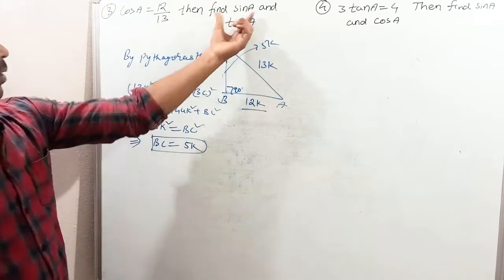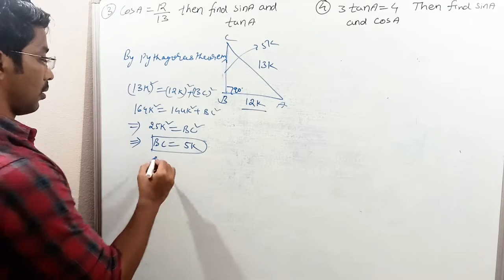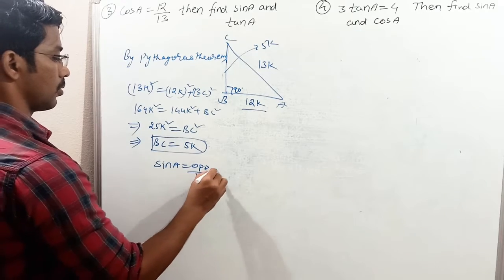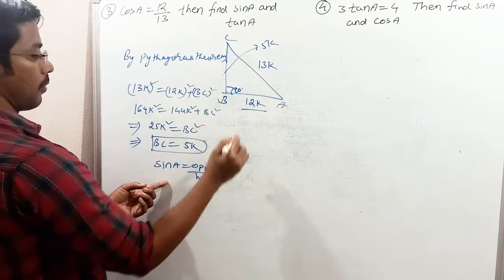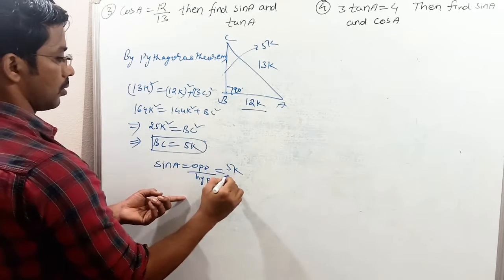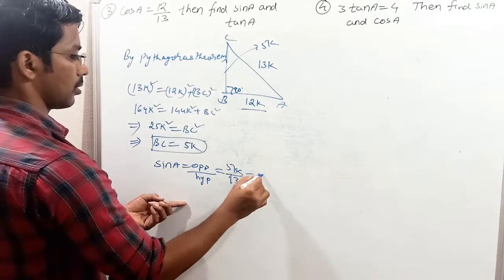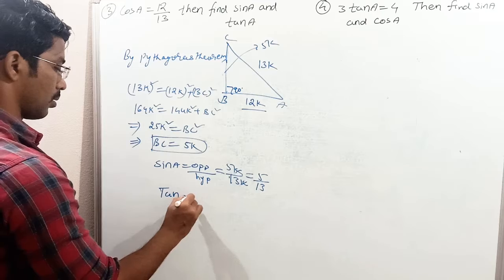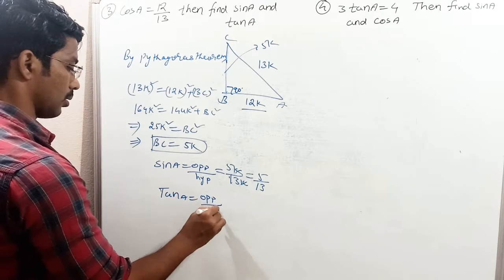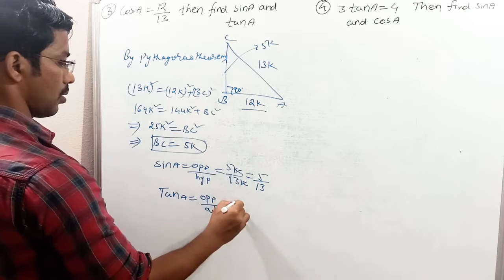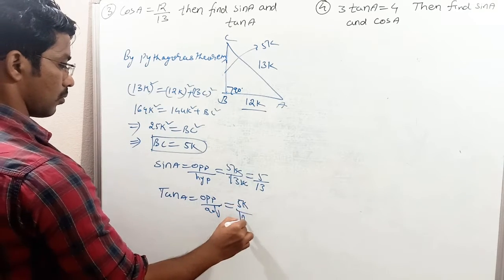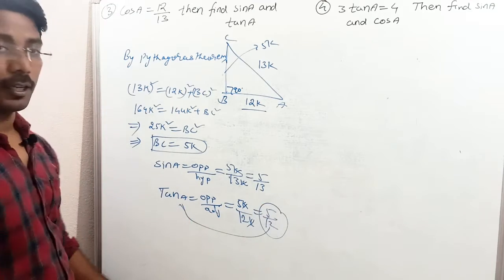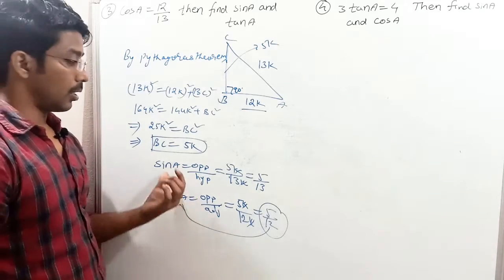From this we have to find sin A and tan A. Sin A is opposite by hypotenuse. The opposite of A is 5k and the hypotenuse is 13k. The k's cancel and 5 by 13 is sin A. Similarly, tan A is opposite by adjacent, opposite is 5k and adjacent is 12k. The k's cancel and 5 by 12 is tan A. So these are the values of sin A and tan A.